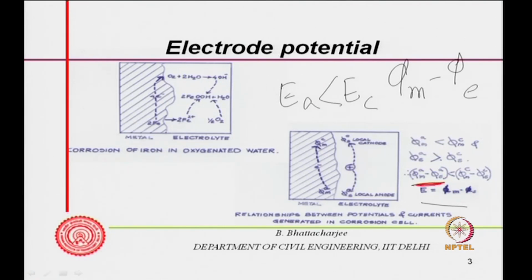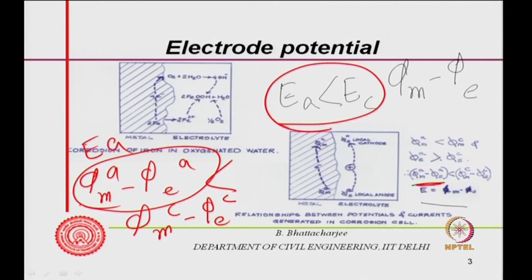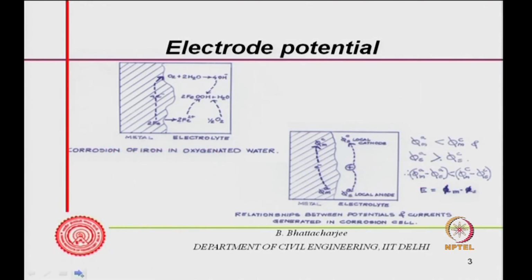Phi m a minus phi E a is less than phi m c minus phi E c. So, electrode potential E a is less than E c. So, electrode potential at the anode is lower than electrode potential at the cathode. So, that is what we call electrode potential.